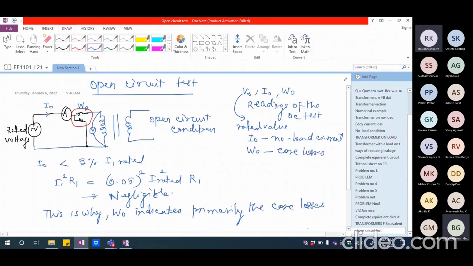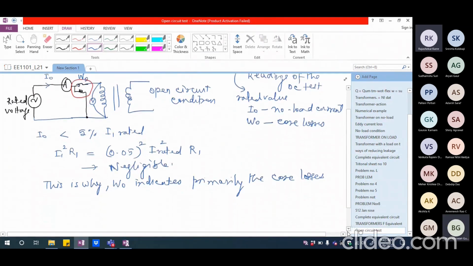Now, if I have these readings during the no load condition, because we are neglecting the series components completely, we have the no load equivalent circuit somewhat like this. We are not going to have R1 and X1 because they are not going to play any role. So I'm going to simply have only RC and XM.